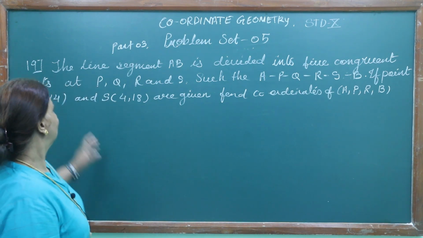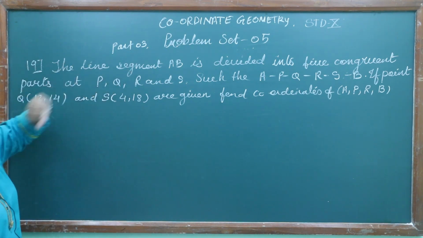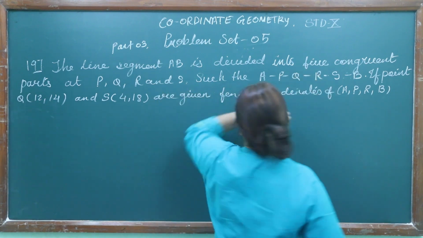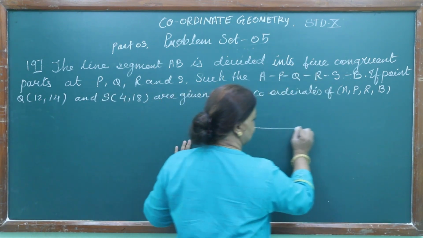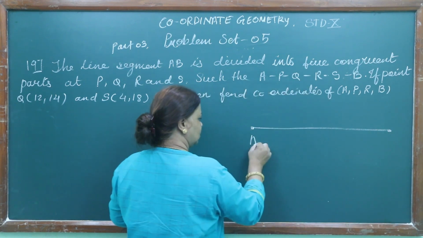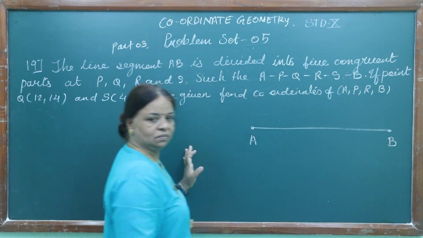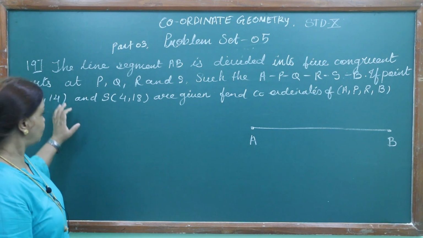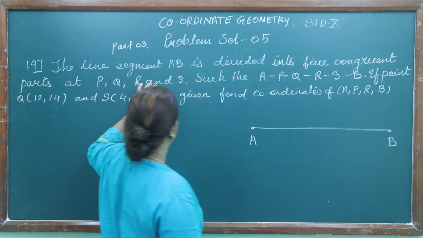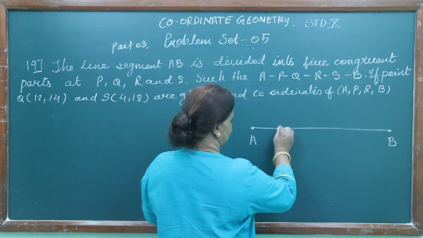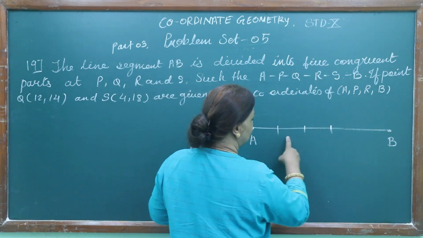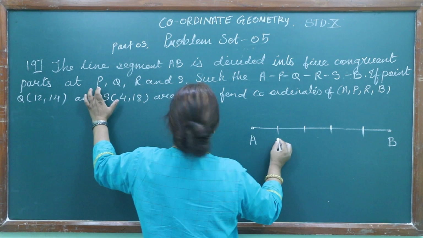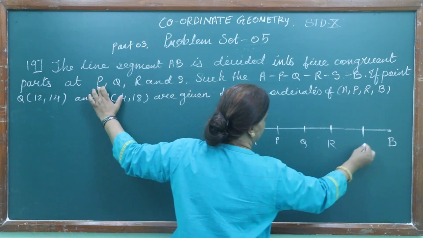Let us see sum number 19 from problem set 5. The sum says line segment AB is divided into 5 congruent parts. So this is AB, and it is divided into 5 equal parts at P, Q, R and S. 1, 2, 3, 4, 5. So line AB is divided into 5 equal parts by points P, Q, R and S.